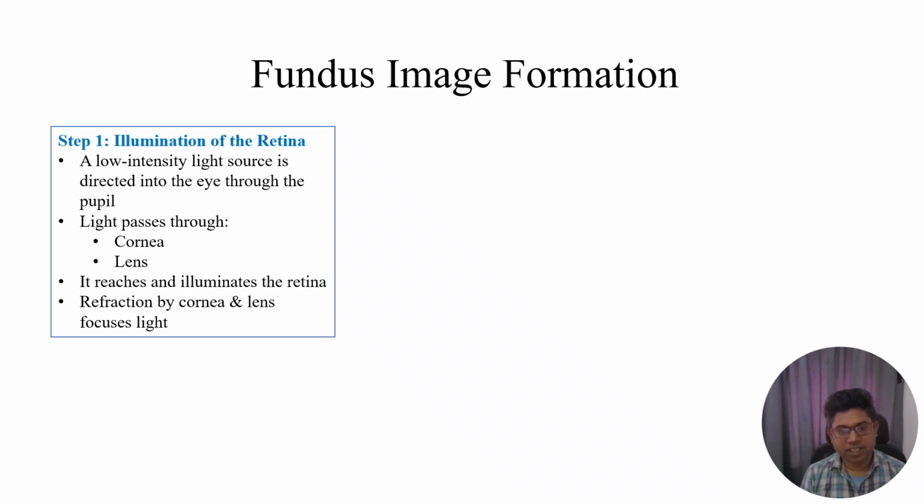The first step is illuminating the retina. In this case, a low intensity light source is directed into the eye through the pupil, and this light passes through the cornea first and then the lens, and finally it reaches and illuminates the retina. And then there is refraction in the cornea and the lens, which focuses this light.